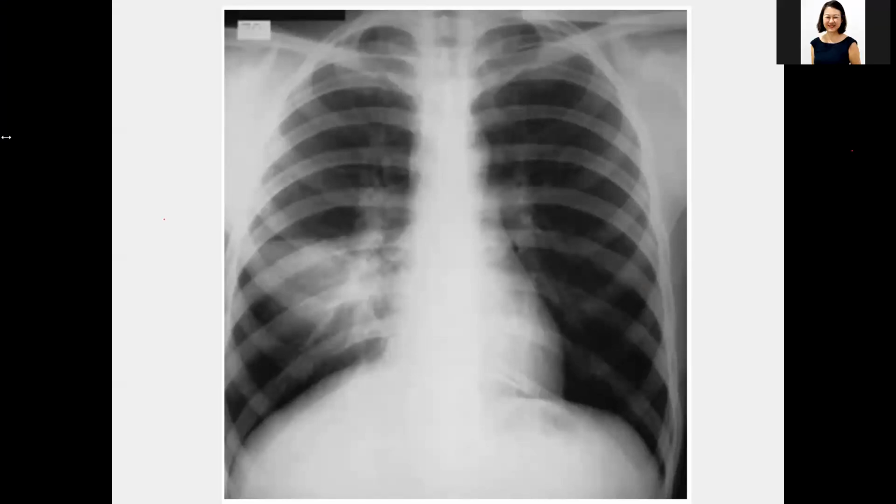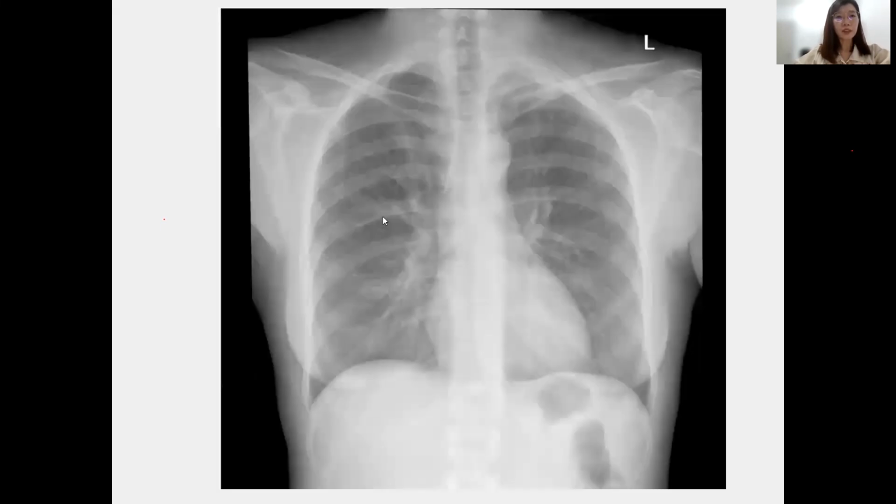This is a right middle lobe collapse, because it slightly obscures the right heart border. But actually there's associated consolidation here. Everyone can see the opacity. So this is right middle lobe collapse with opacity. Okay, what about this X-ray?